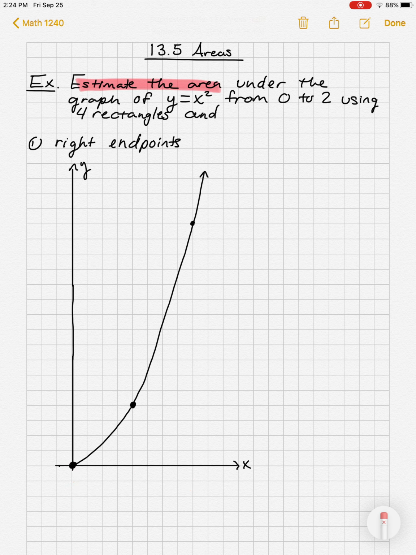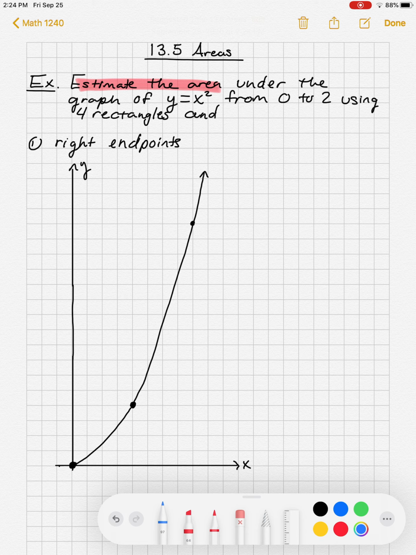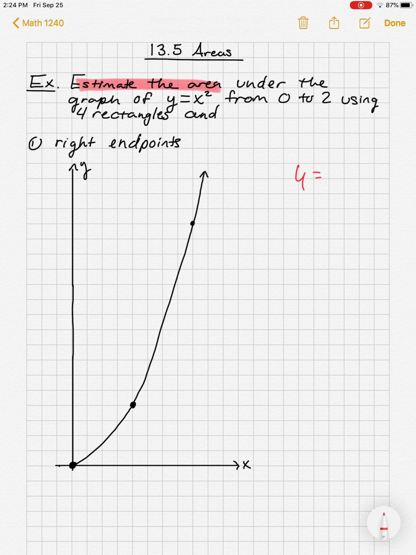So I don't know, maybe I should start by just labeling the points. So I have y equals x squared, right? So if I plug in 1, I get 1. If I plug in 2, I get 4. And then, of course, 0, 0. Okay.